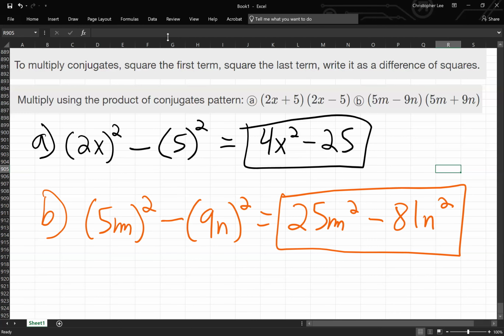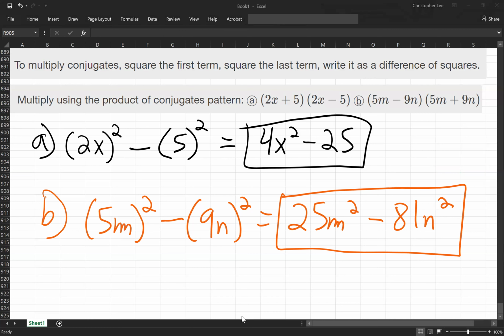Questions on it? Go ahead. That's only for conjugate pairs, right? Which means it's a binomial times a binomial where one is a plus and one is a minus. All right. If it's too much to digest, don't worry about it. Use the distributive property, use the vertical method. It'll give you the same answer. All right. Let's keep going.